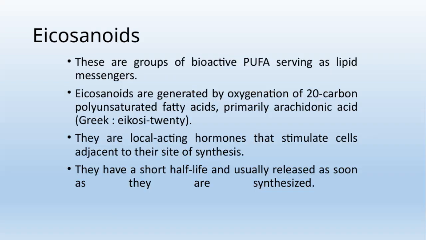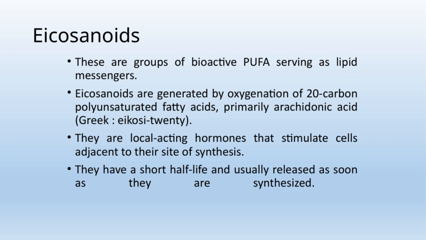body. These are groups of bioactive PUFA, or polyunsaturated fatty acids, that serve as lipid messengers in the body. One key group of these messengers is the eicosanoids. Eicosanoids are generated through the oxygenation of 20-carbon polyunsaturated fatty acids, and the main precursor is arachidonic acid. Just a quick note on terminology. Icosa means 20 in Greek, which refers to the 20 carbons in these fatty acids.